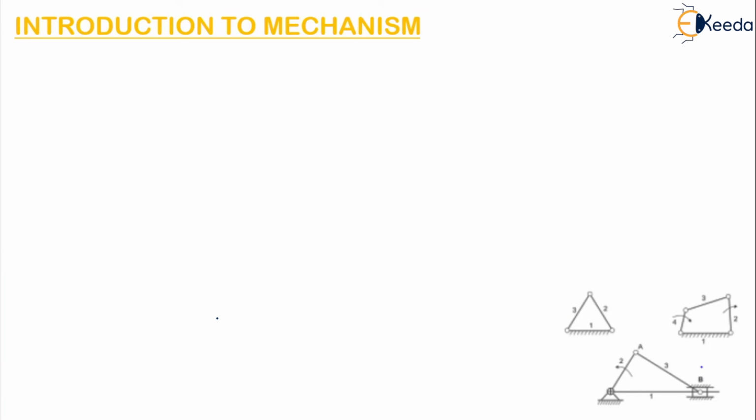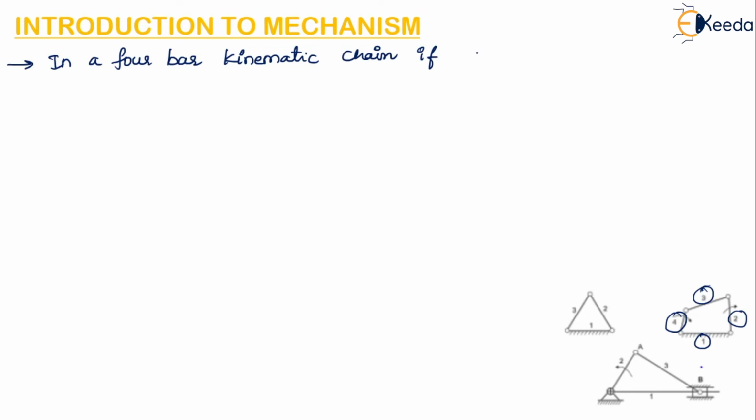So if in a 4-bar kinematic chain all links are free, motion will be unconstrained. So here there is a 4-bar kinematic chain, that is it has 4 links. So 1, 2, 3 and 4. If all the links are free, then the motion will be unconstrained, that is it is not stoppable. So in a 4-bar kinematic chain, if all links are free, motion will be unconstrained.